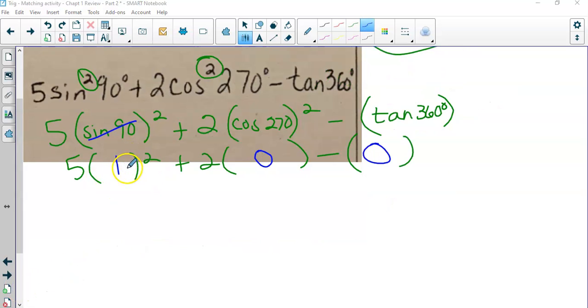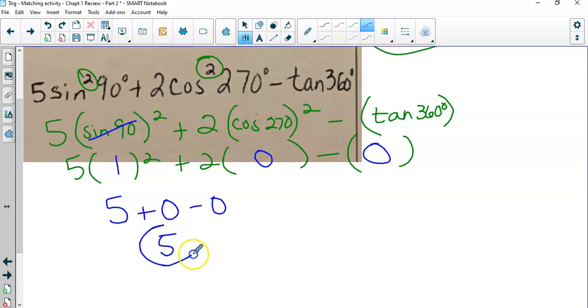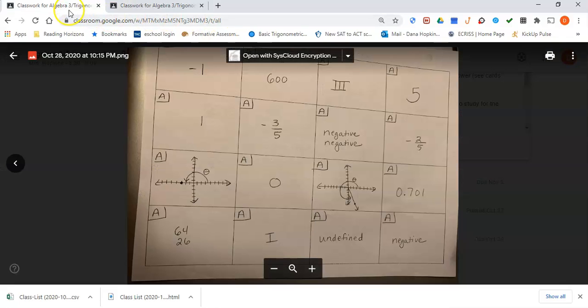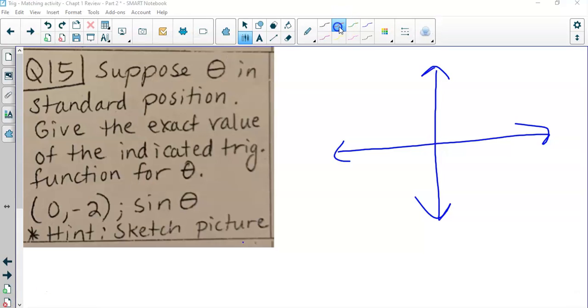Remember, you need to square before you multiply or add. So 1 times 1 is 1. 1 times 5 is 5. 2 times 0 is 0. And then minus 0. So my answer is 5. Remember, you can check your answers by looking at the answer sheet over here. And here there is an answer of 5.